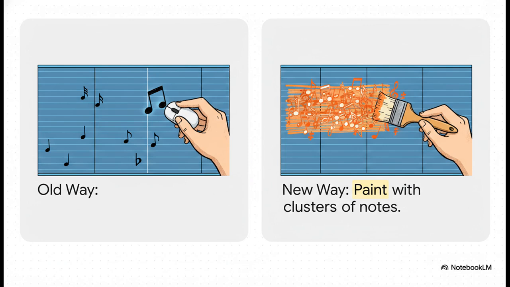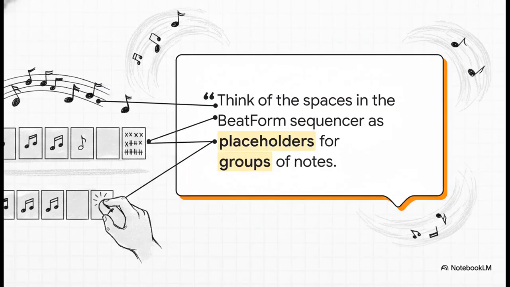Liquid Rhythm has this thing called the Beat Form Sequencer, and it lets you think in terms of rhythmic shapes and ideas, not just single individual notes. This quote right here is the key that unlocks the whole thing. Each little block you see in the sequencer isn't just one note, it's a placeholder for a note cluster. So with one click, you could be laying down an entire flam, or a complex triplet, or a fast hi-hat pattern. You are literally painting with rhythm, which is just an unbelievably fast and fun way to experiment and create.